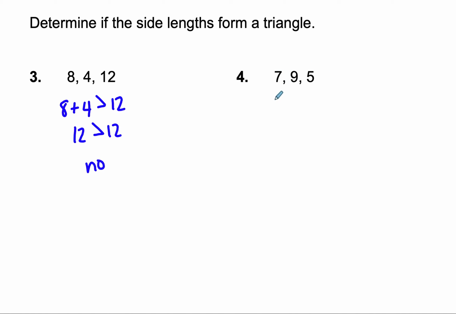All right, let's look at this one. So 5 and 7 are my shorter sides. So is 5 plus 7 greater than 9? 5 plus 7 is, whoops, it's not 11. 5 plus 7 is 12. 12 is greater than 9. Yes, that is true, so it forms a triangle.